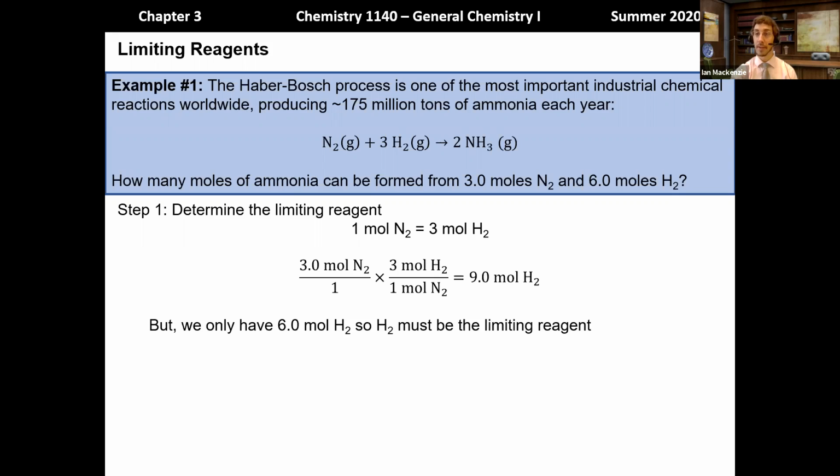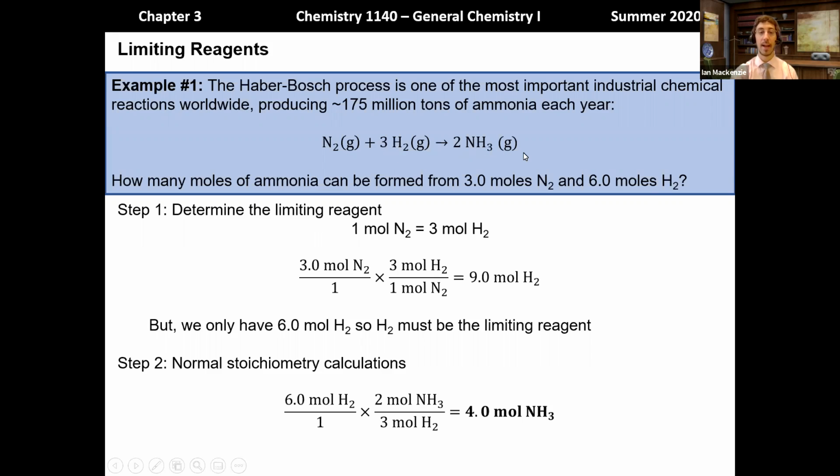Now, having figured out the limiting reagent, I can ignore the amounts of the excess reagent and only base my calculations on the limiting reagent. Since hydrogen is my limiting reagent, I'm going to base my calculations off of the amount of hydrogen to figure out the amount of ammonia. So my relationship here between hydrogen and ammonia is 3 moles of hydrogen is equal to 2 moles of ammonia. And then I use that as my molar equivalency and my conversion factor.